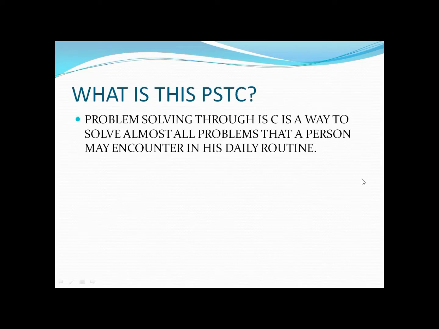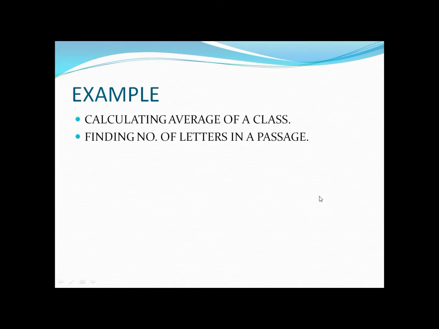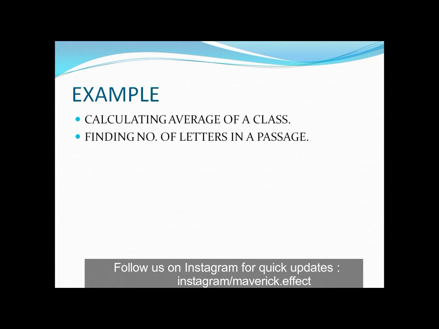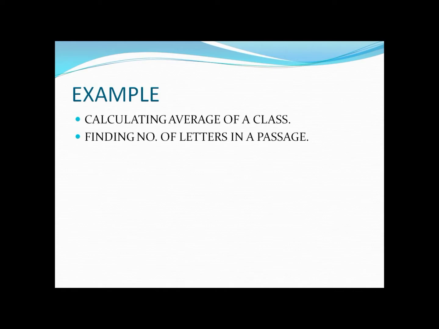Moving forward, there are certain examples. For example, if you want to calculate the average of a particular class, what you need to have is the right amount of data. Then you can add those and divide by the total strength of the class. So you need to have certain logic behind every problem that you are solving.